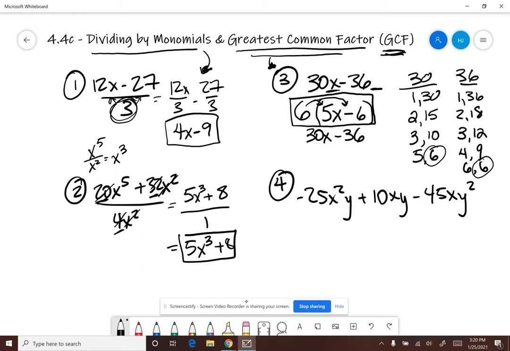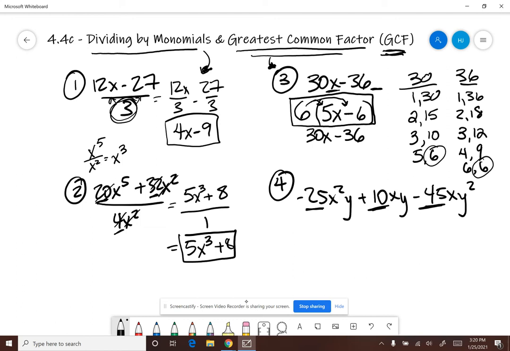So last but certainly not least, we come here to number 4. You notice we've got all kinds of stuff going on here, okay? So first of all, let's do what we've already done before. Let's take our coefficients first, and let's see if there is a greatest common factor among these coefficients.